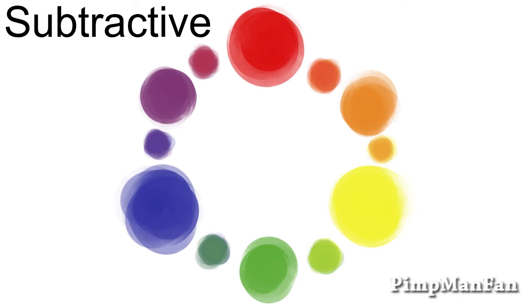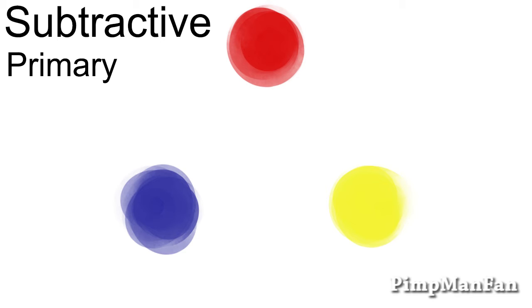This is a color wheel for subtractive colors. Notice how each color leads fluidly into the next. The primary colors are the three main colors that create every other color on the wheel. Without them, no other colors can be made. For subtractive colors, those are red, yellow, and blue.